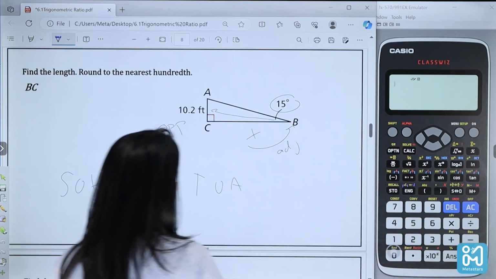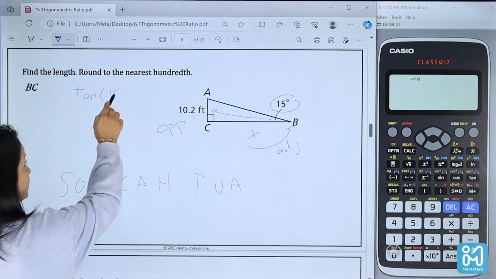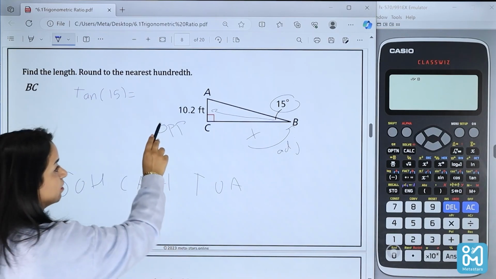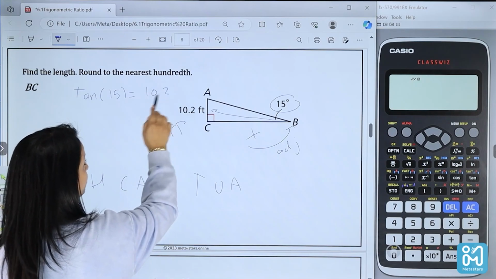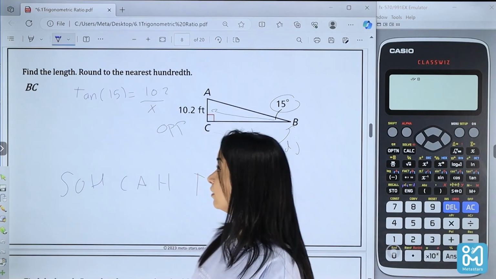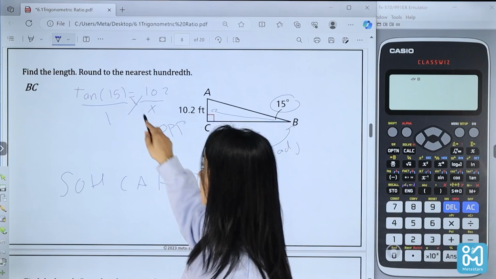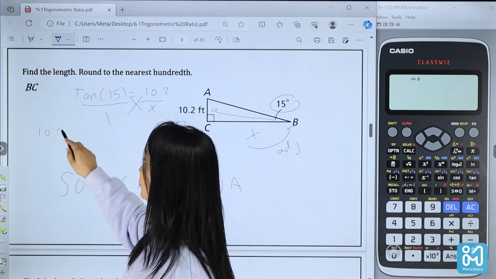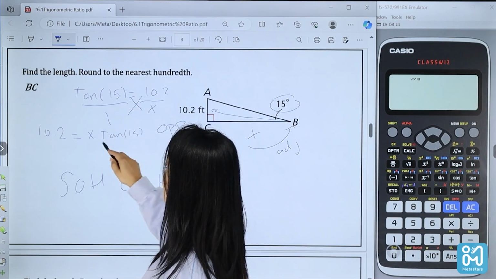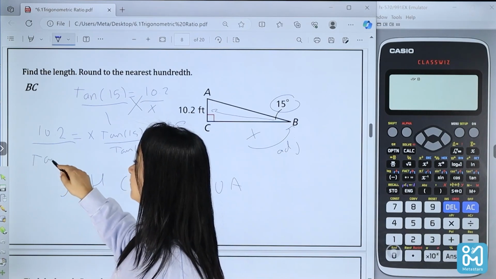So since I have the measure of the angle, tan 15 must be equal to opposite over adjacent. So it's 10.2 over x. Now what do I have to do? I need to find the value of x. So we can do the cross multiplication. So 10.2 is equal to x times tan 15. So divide over tan 15, over tan 15.